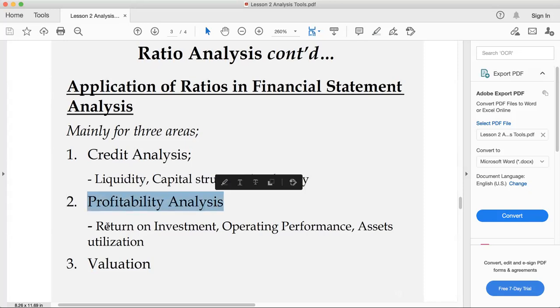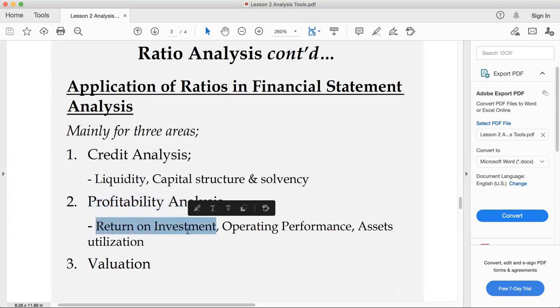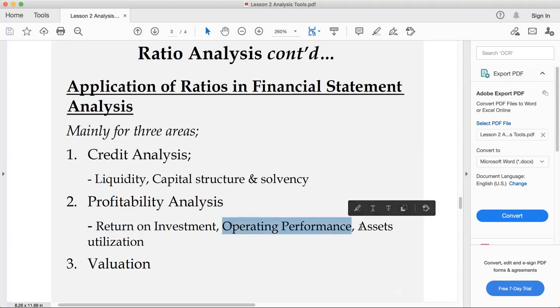Right. You can remember, we focus on return on assets. Then you can remember company's operating performance and assets utilization efficiency affect your return on assets. So your profitability analysis, you can start with analysis of return on assets.